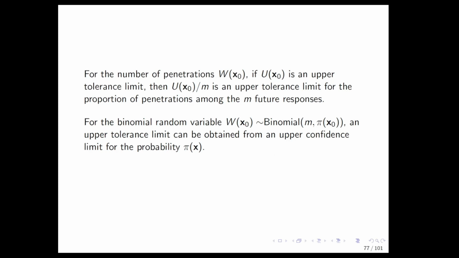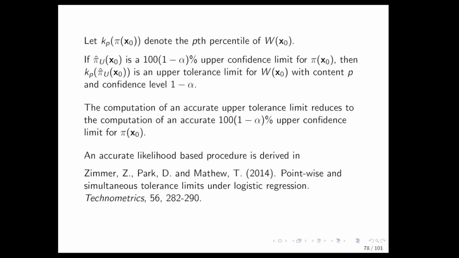Now the binomial is actually a fairly simple situation. Of course, we have the logistic function here, because to get an upper tolerance limit for the binomial, you can get it based on an upper confidence limit for the binomial probability, in this case, pi(x_0). I will not go through the derivation. The important thing was, how do you get an upper confidence limit?